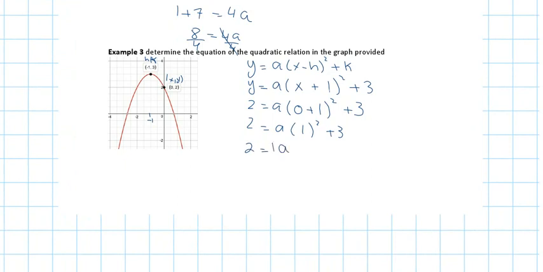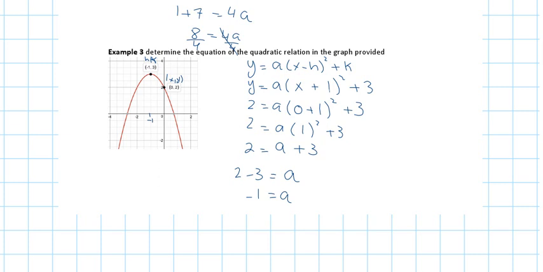Do I have to write 1a? No, right? It doesn't make any difference if I write 1a or just a. So I can write just a if I want. So what do you guys want me to do now? Move over the 3. What does it become? -3. So that's 2 minus 3 equals a. And 2 minus 3 is? -1. So a is -1. That's what it means. A is -1.